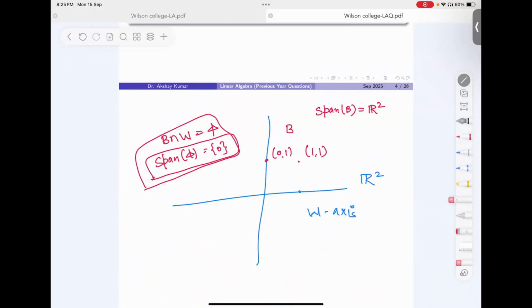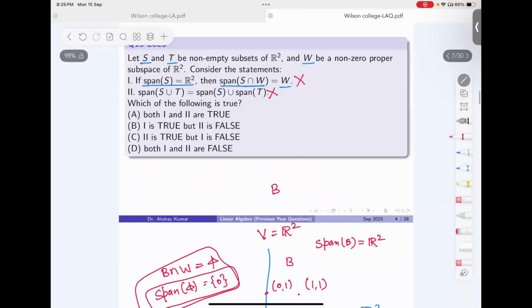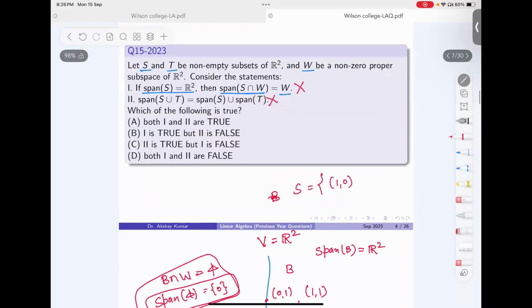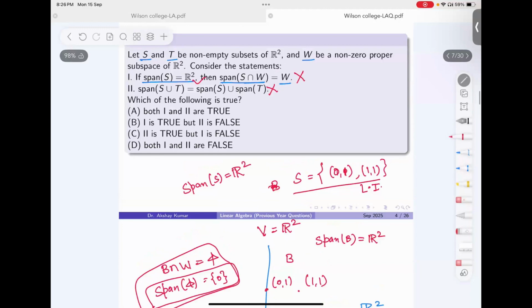So suppose you take your vector space V as R square. And if you take your set S as 0 comma 1 and 1 comma 1. So this set is linearly independent, and span of S is R square. So the first condition is satisfied.